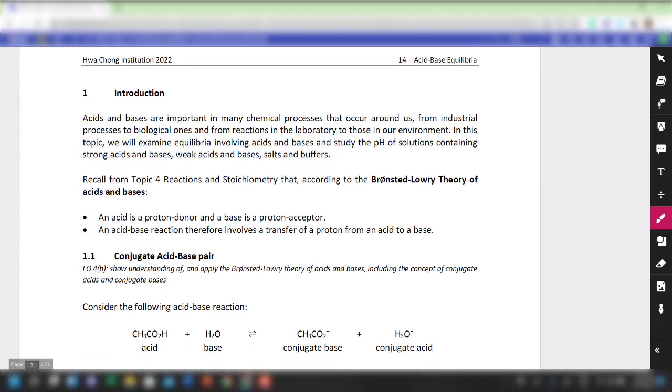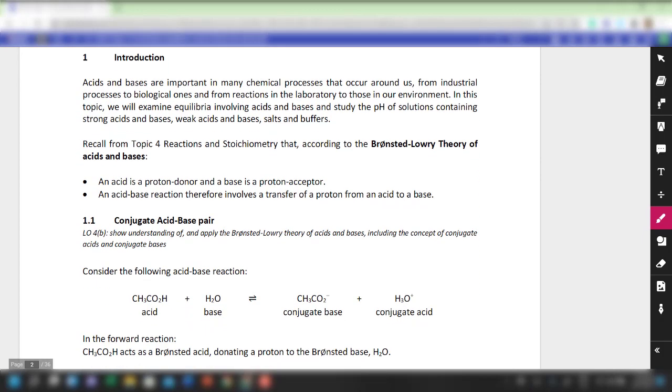into the introduction. So you probably need to recall what you have learned in topic 4 under reactions and stoichiometry on the Bronsted-Lowry theory of acids and bases. First of all, we need to understand that an acid is a proton donor and a base is a proton acceptor, based on the Bronsted theory of acids and bases. When there is an acid-base reaction taking place, it actually involves the transfer of a proton from the acid to the base, solely by this definition.